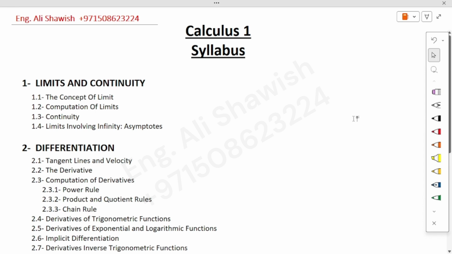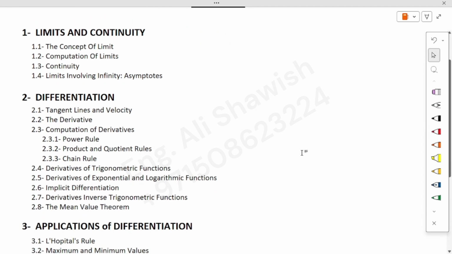In this video, I'm going to present the content of this course, the Calculus 1 course. We are going to take three main units, which are the following. The first one is limits and continuity. The second one is differentiation. And the last one is application of differentiation.